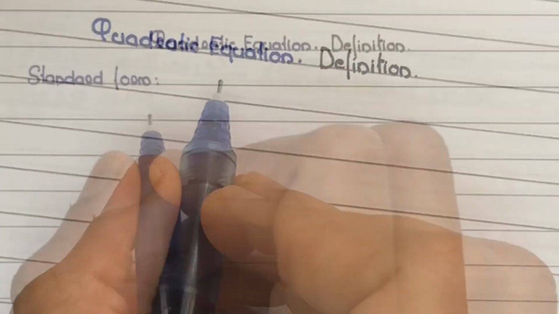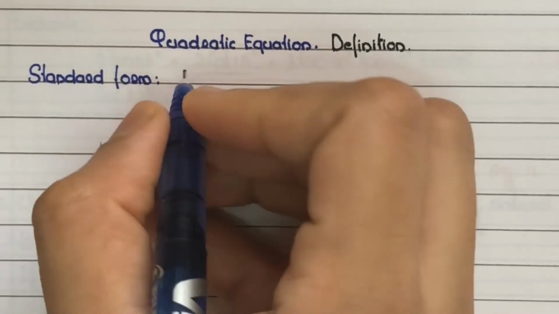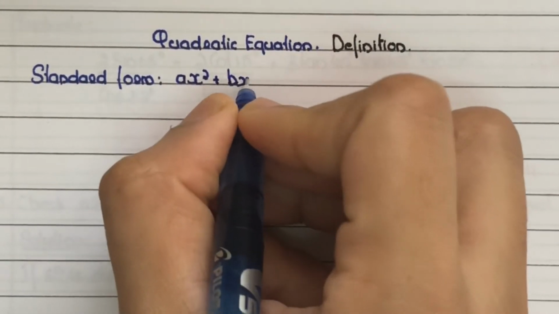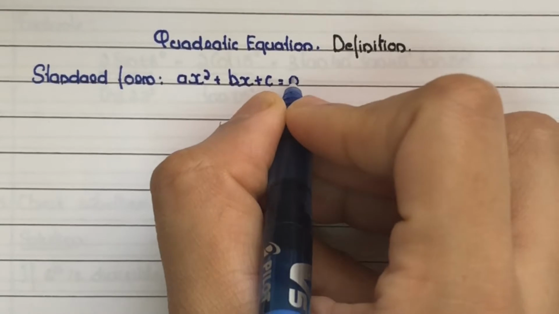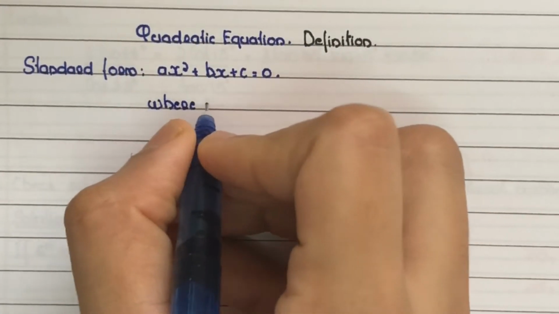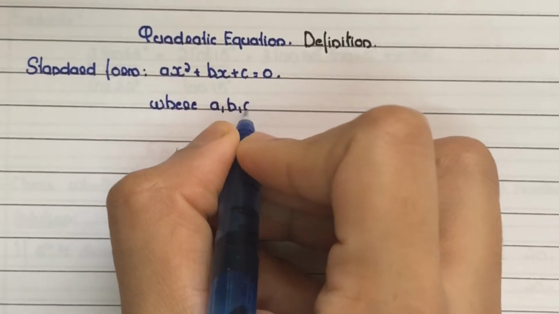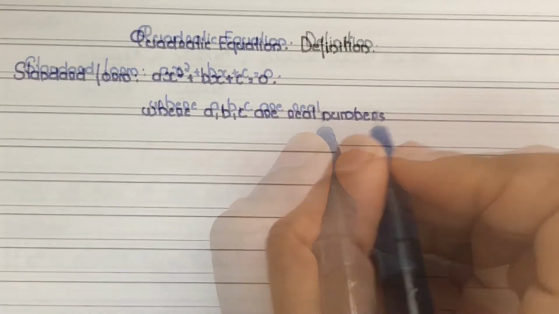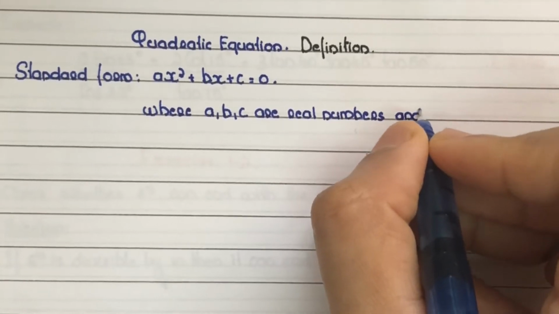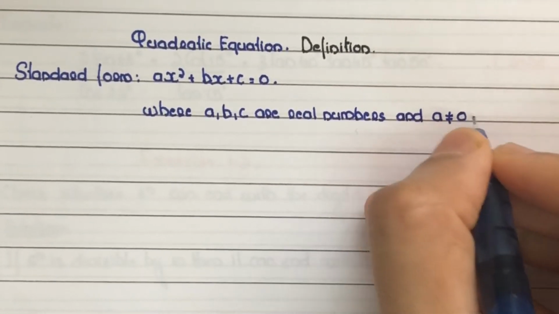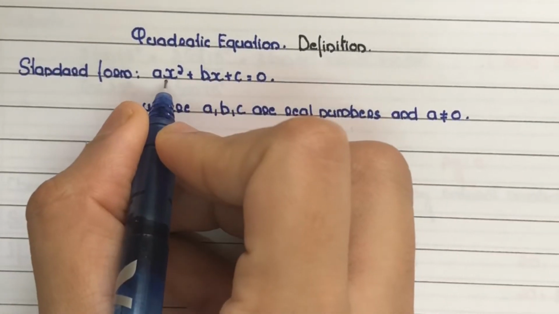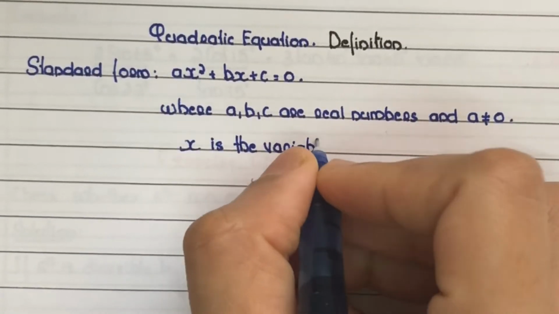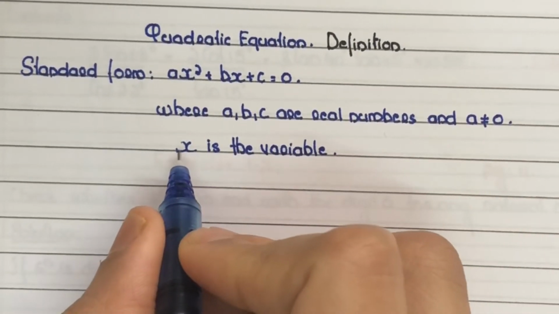Quadratic equation. The standard form or general form of a quadratic equation is ax² + bx + c = 0, where a, b, c are real numbers and a is not equal to 0, and x is the variable. The value of x is unknown.